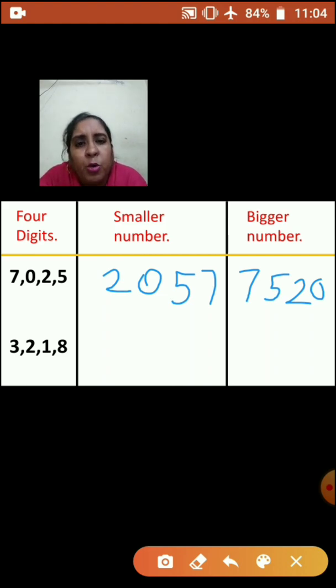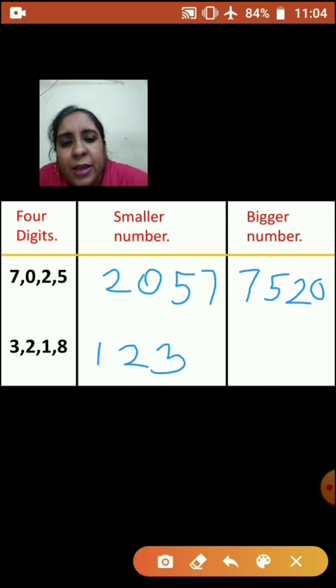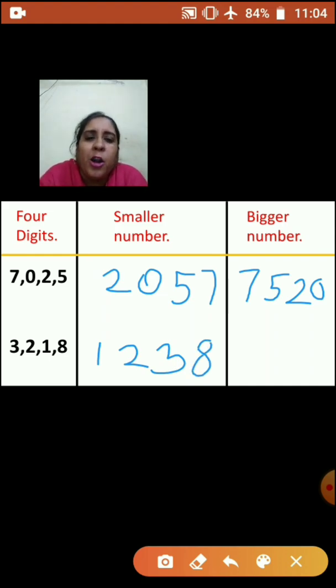Now out of this you have to make the smaller number. So what will you do? You will see first the smaller number. Which is the smaller number? Yes, 1. Then comes 2. Then comes 3. Then what will come? 8. So you got 1, 2, 3, 8. This is your smaller number. Now let's make the bigger number.